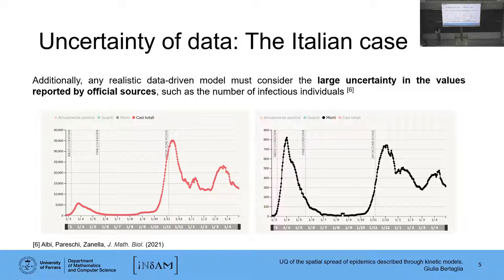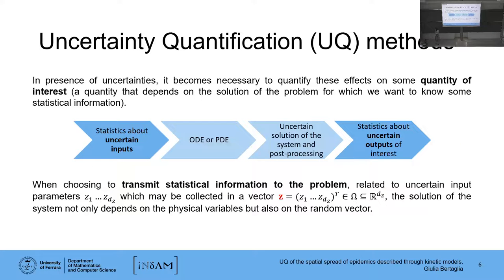We can surely assume that during the first wave, due to the testing policies, we were for sure losing a huge number of infected cases, and so undercounting the number of infectious people. So, of course, you already know it, but in the presence of uncertainties, it is necessary to quantify the effect of these uncertainties in the modeling.